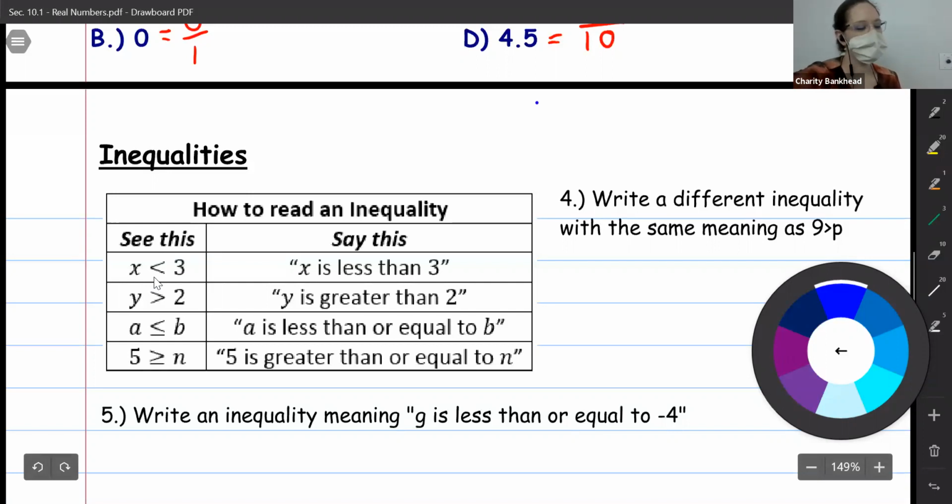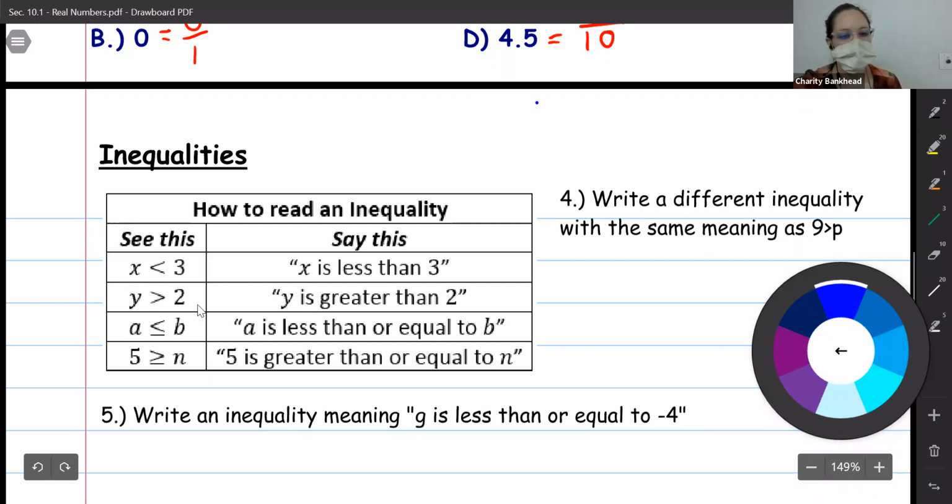So, there's several different ways that people use to remember how to read these symbols. One thing that comes to mind is the fact that this symbol is kind of close to an L for less than. X is less than 3.